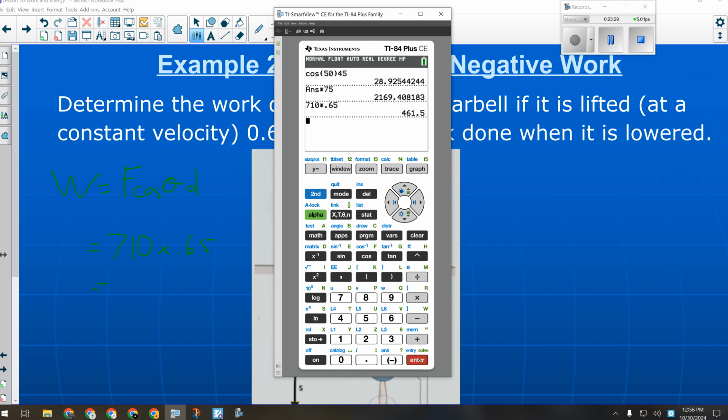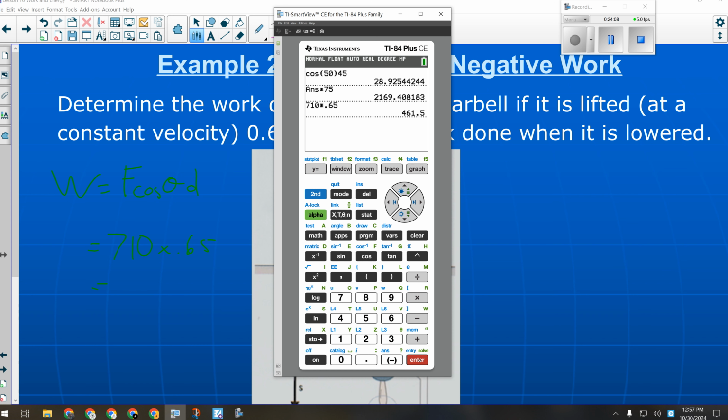Okay, so this person does 462 joules worth of work to lift the barbell. When I lower the barbell, I still have to push which direction? Up. But which way does the barbell go? How many degrees are there between up and down? 180. What's the cos of 180? -1. Is that going to make sure that the work done by the barbell ends up being negative?